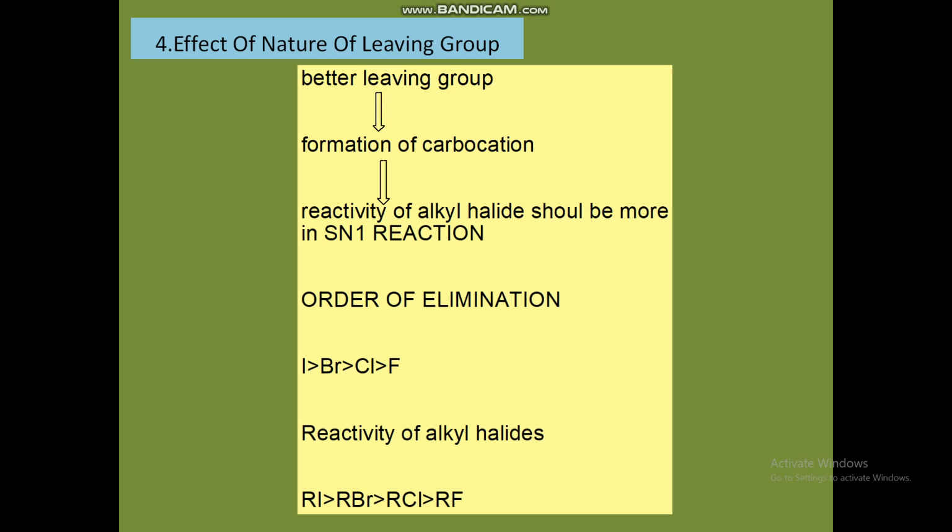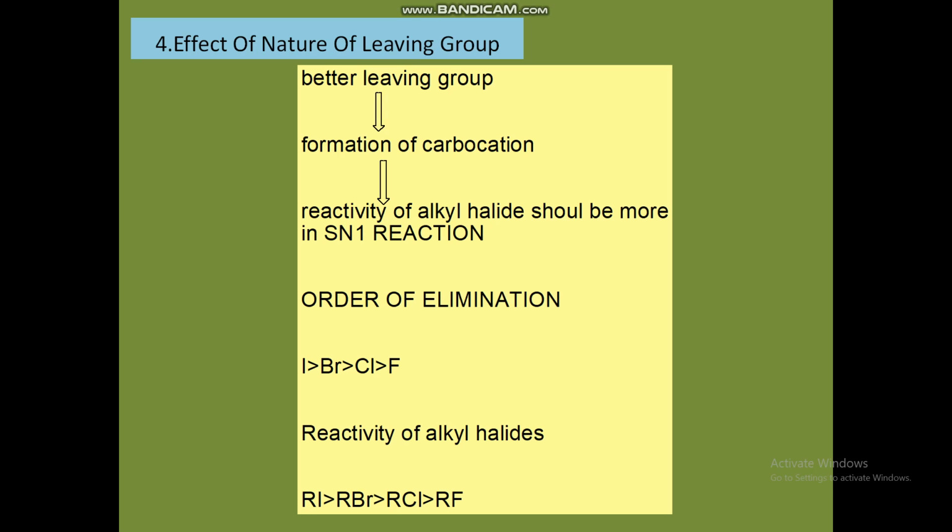the SN2 reaction. Okay. Elimination is an important side reaction in the SN1 reaction, but in the SN2 reaction the elimination side reaction is not important. Electronic factors influence the reaction rate largely in SN1, but in SN2 steric, not electronic, factors influence the rate of reaction.